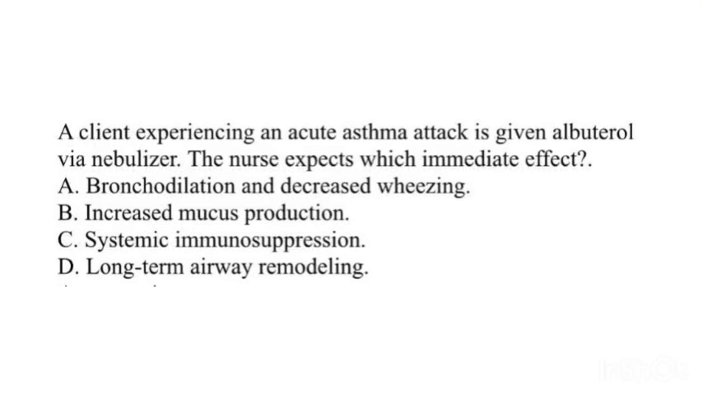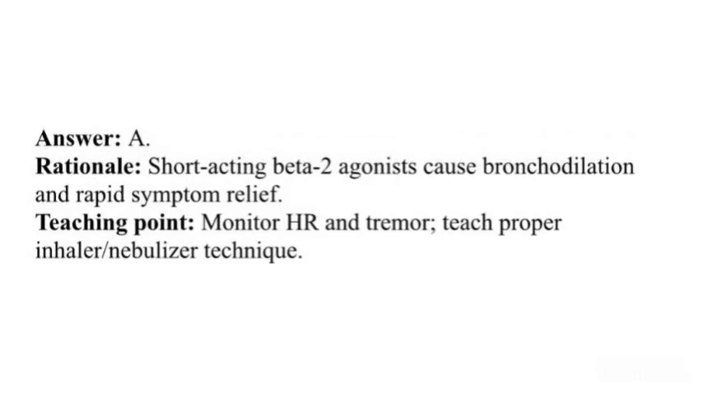A client experiencing an acute asthma attack is given albuterol via nebulizer. The nurse expects which immediate effect? A. Bronchodilation and decreased wheezing. B. Increased mucus production. C. Systemic immunosuppression. D. Long-term airway remodeling. Answer, A. Rationale: Short-acting beta-2 agonists cause bronchodilation and rapid symptom relief. Teaching point: Monitor HR and tremor, teach proper inhaler/nebulizer technique.